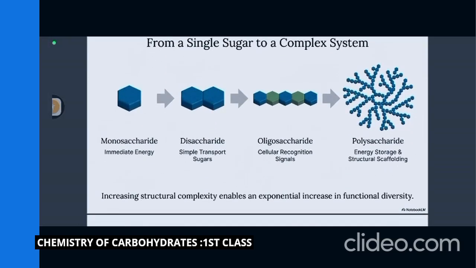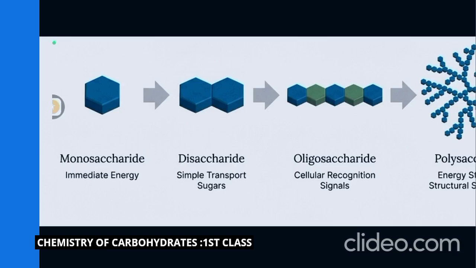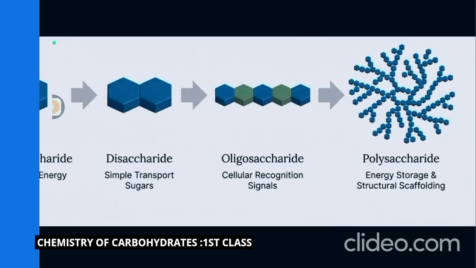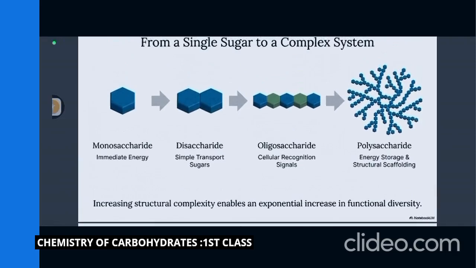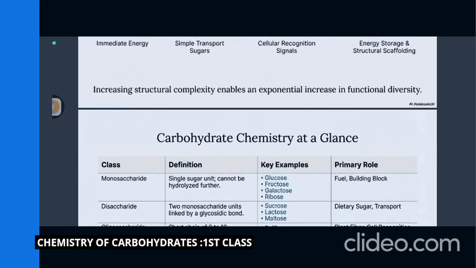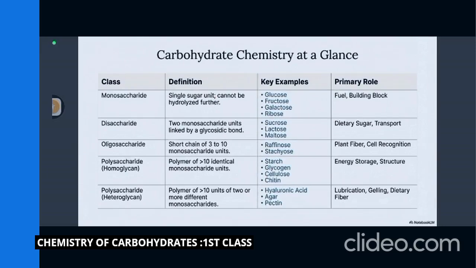So, from single sugar to complex system: the monosaccharide gives immediate energy, the disaccharide is for simple transport, then oligosaccharides and polysaccharides. Increasing structural complexity enables an exponential increase in functional diversity. The more the complexity, the more the diversity. Okay, let's have a quick look. Monosaccharide: a single sugar unit that can't be hydrolyzed further, such as glucose, fructose, galactose, ribose. Its role is fuel or building block.